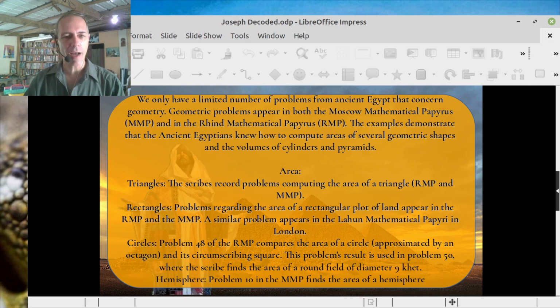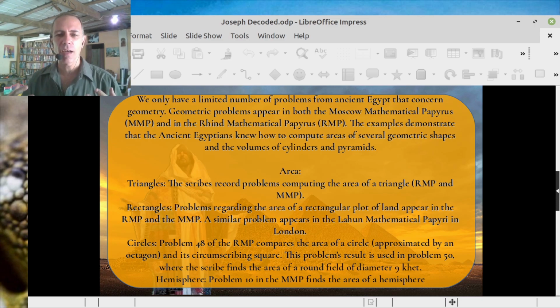Now, let's touch a little bit more on the math. We have only a limited number of problems from Egypt that concern geometry. And so when we're looking at archaeology, like I said, there's not a lot of archaeology out there to really bring things together, but we do have a few pieces that give us a little bit of a view into math, even in this middle period. Geometric problems appear in both the Moscow Mathematical Papyrus, the MMP, and the Rhind Mathematical Papyrus, the RMP. The examples demonstrate that the ancient Egyptians knew how to compute areas of several geometric shapes and the volumes of cylinders and pyramids.